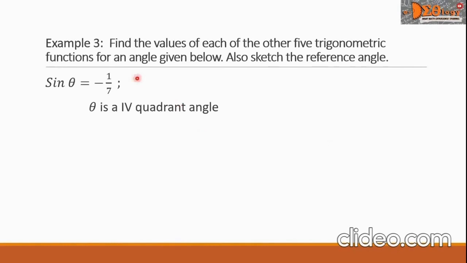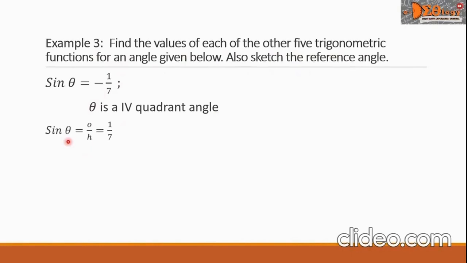Let us have example 3. Find the values of each of the other 5 trigonometric functions for an angle given below. Also, sketch the reference angle. The given is sine theta equals the negative of 1 over 7, and this theta is a 4th quadrant angle.